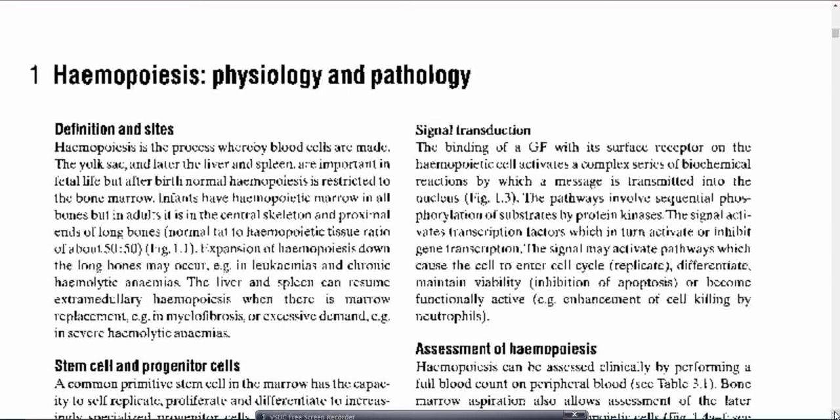The signals may activate pathways which cause the cell to enter the cell cycle, that is the replication cycle, differentiate, maintain viability by not dying or inhibiting apoptosis, or become functionally active, and therefore enhance cell killing by neutrophils. So what I'm trying to say is the effect of the growth factor is to initiate hemopoiesis. The growth factors bind to the receptor on those hemopoietic cells, and then they start activating the complex biochemical cascade, which will involve sequential phosphorylation.